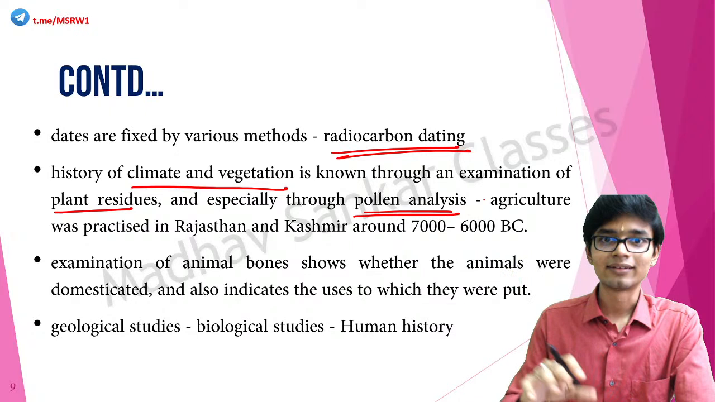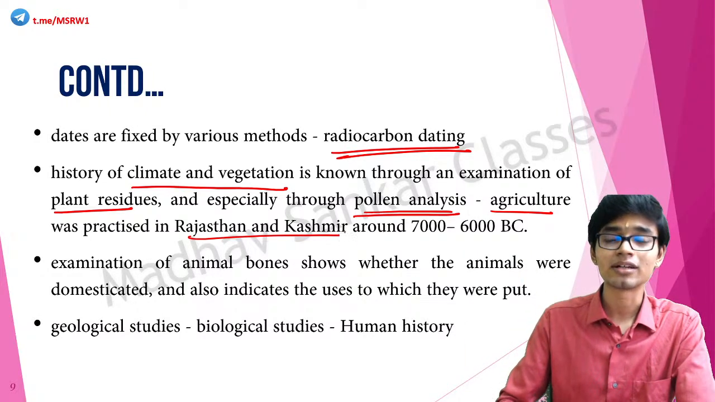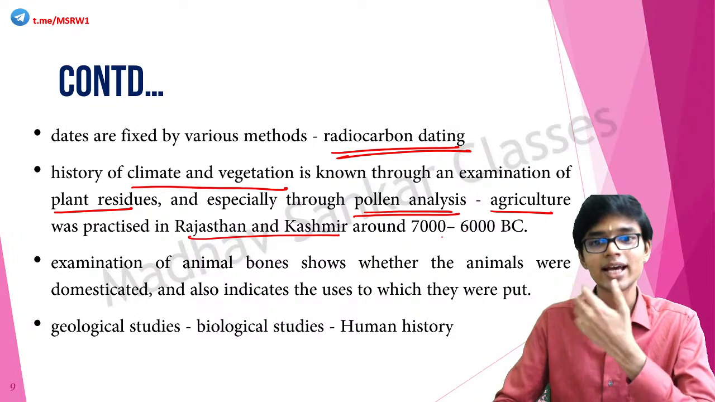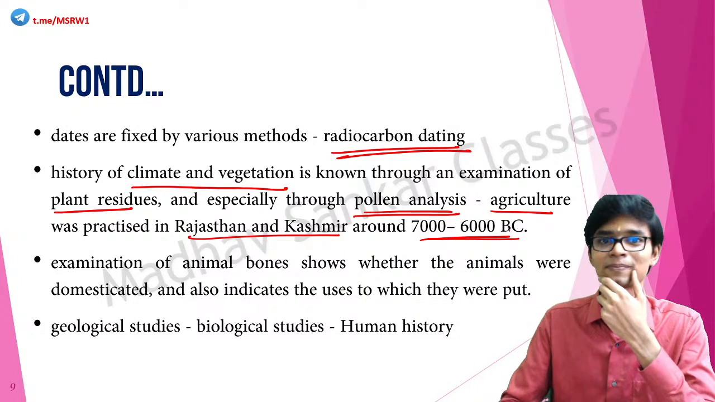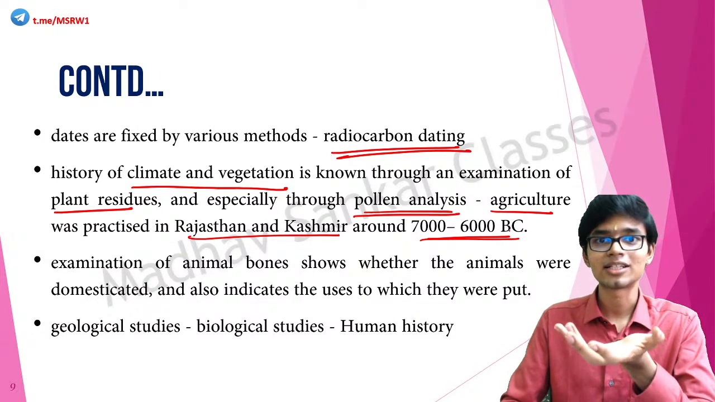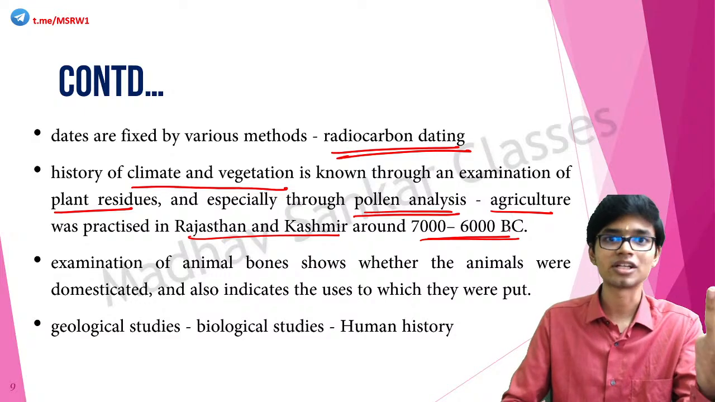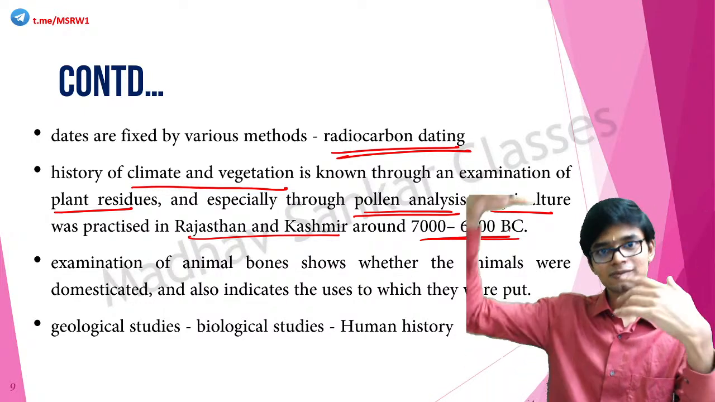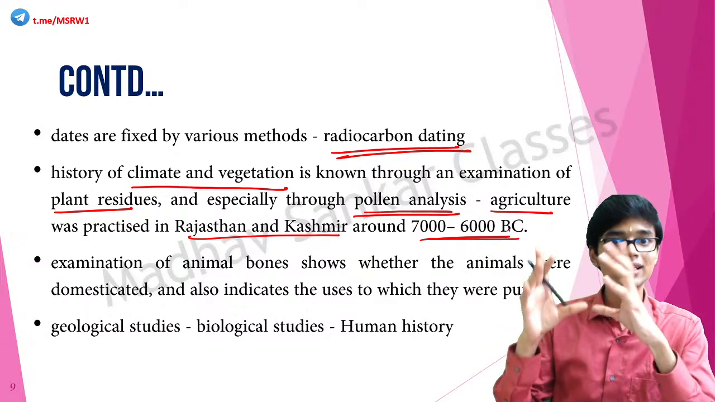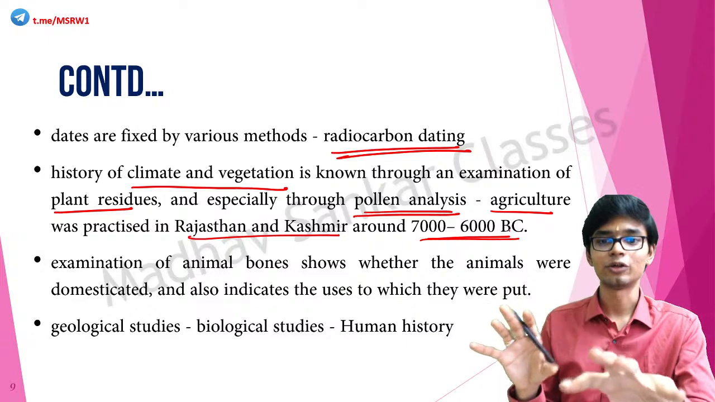Once you observe that, then we can identify that agriculture was practiced in Rajasthan and Kashmir as early as 7000 to 6000 BC. The climatic factors were very favorable for agriculture, and even in Rajasthan, which is an arid or at least a semi-arid region, and in Kashmir, which is towards the Himalayas, even in those regions, agriculture was practiced during this period.